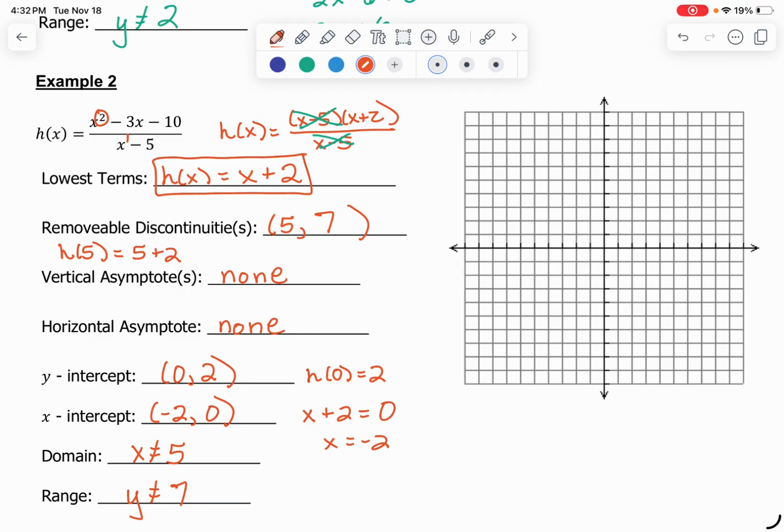Okay, so I'm going to go ahead and put a point at 0, 2. I'm going to put a point at -2, 0. And I'm going to put my hole at 5, 7. So 1, 2, 3, 4, 5, 6, 7. What you'll notice is that, look at your lowest terms, h of x equals x plus 2. That's a line. So my function is just a line with a y-intercept at 2 and a slope of 1. But because I had to cross out that removable discontinuity, this line has a hole in it. So my graph looks like this.